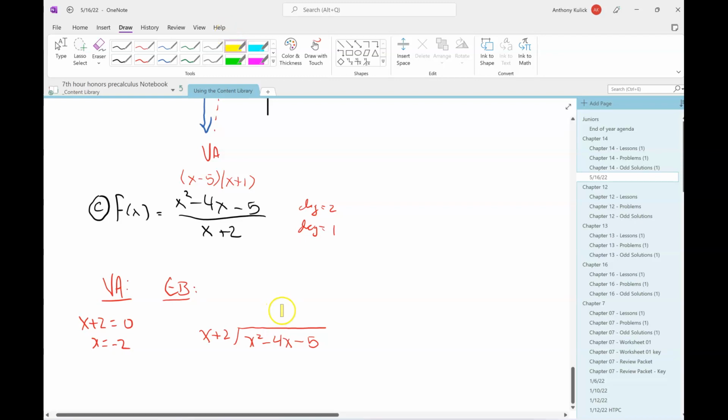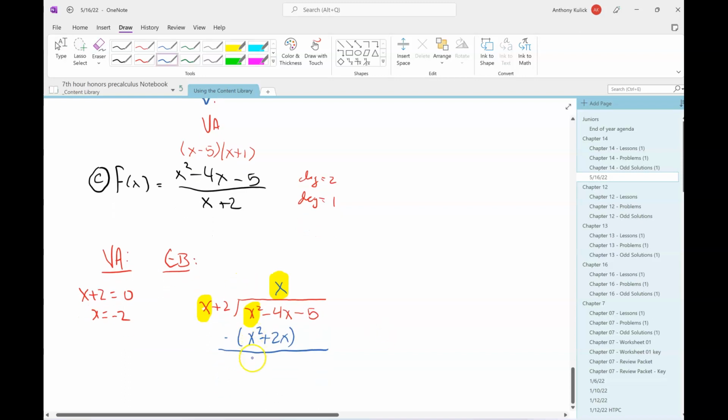All right, so to start, I'm going to ask myself, what times x gives me x squared? The answer is x. I multiply that to both parts of my divisor, and then write the answer below, and then subtract down. X squared minus x squared is 0. -4x minus 2x is -6x. That's the place where most students are going to make their mistake, is they're going to forget the subtraction is distributed. Make sure you're subtracting all the terms.